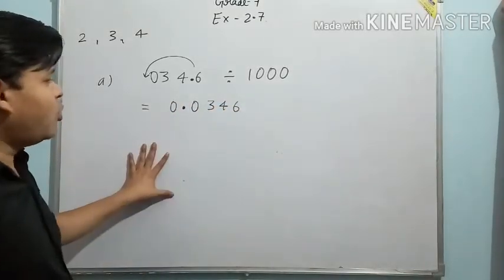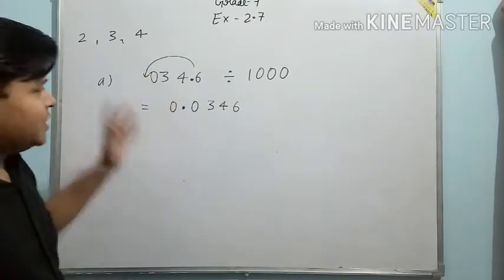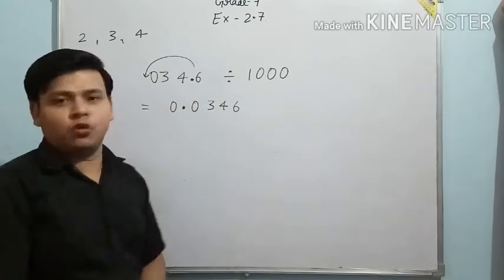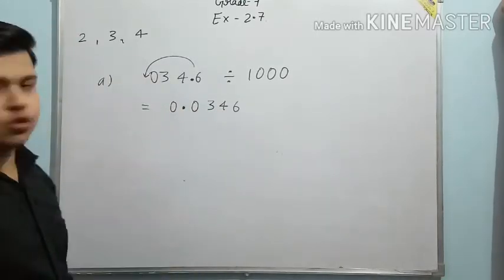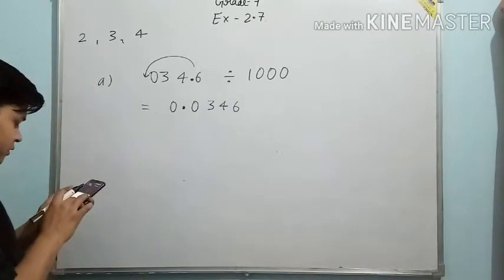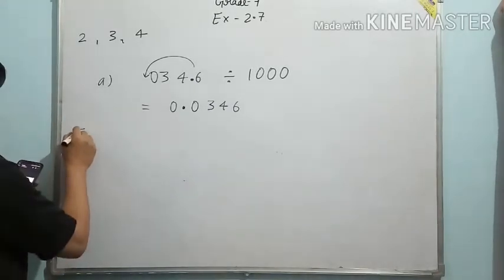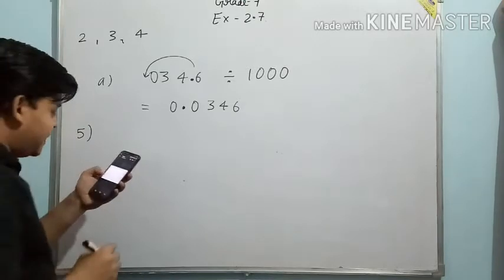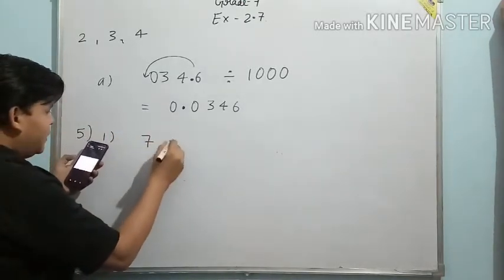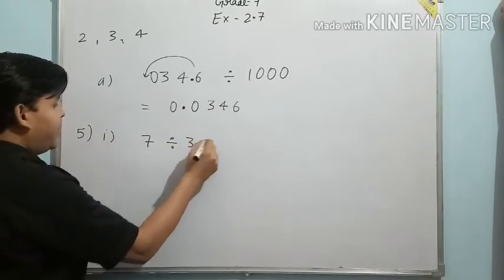Right? So I hope you all have understood the method of division by 10, 100, 1000, 10,000, 1 lakh, 10 lakh and so on. So next is question number 5. How to solve 5? The first part is 7 divided by 3.5.